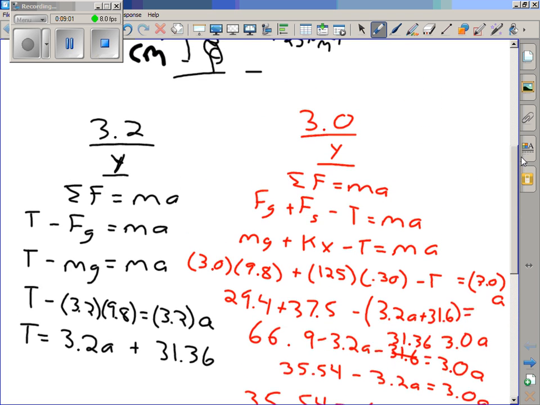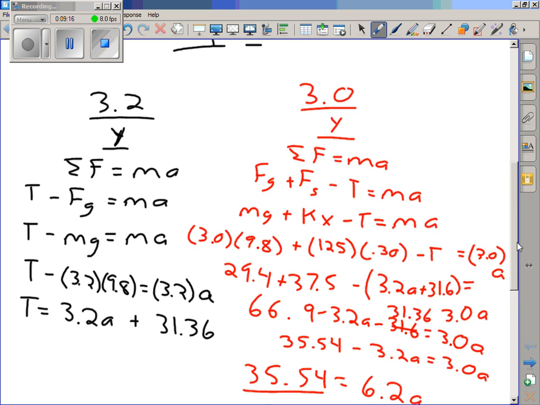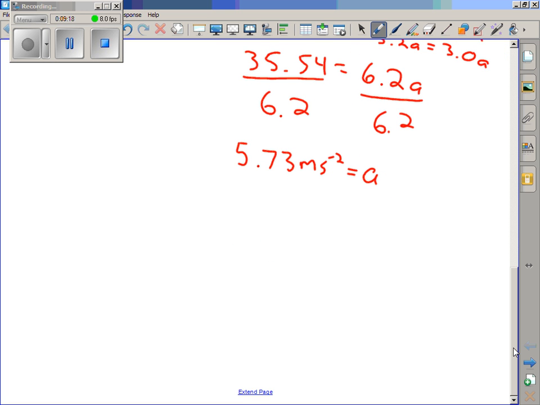Let's scroll back up. Let's check our sig figs. How many sig figs am I given in this problem? With the dot here behind 30, I got 2, right? 2, 2, 3. So smallest one, I got 2, so this needs to become 5.7 meters per second squared. That is what your acceleration is.